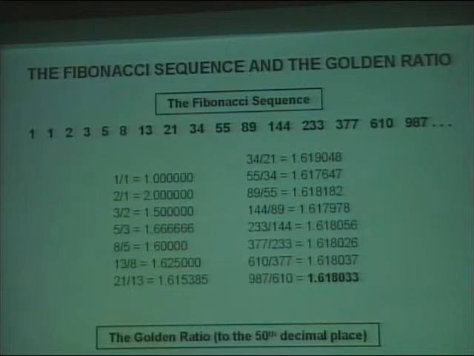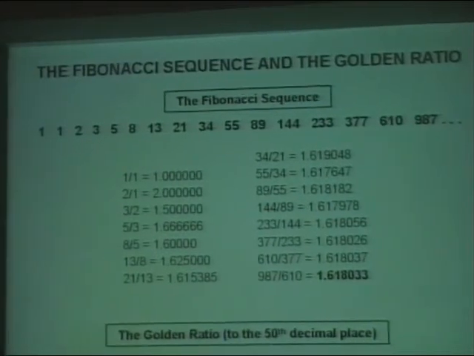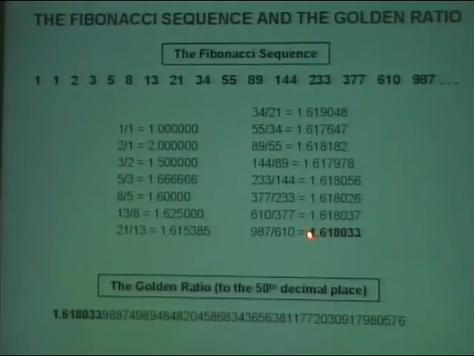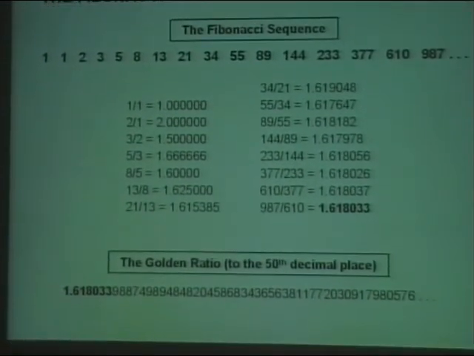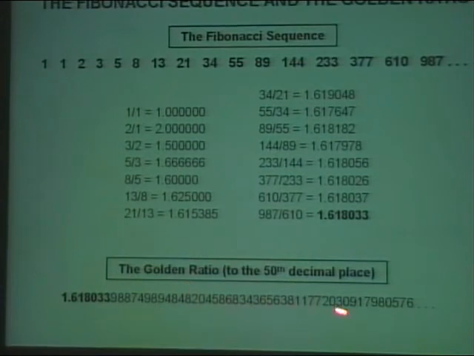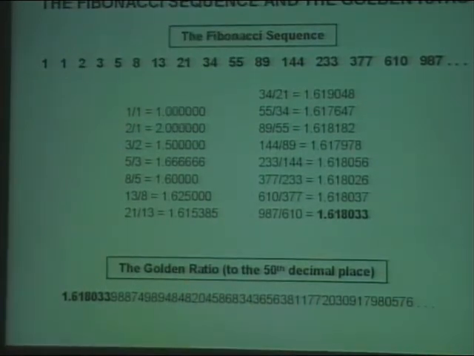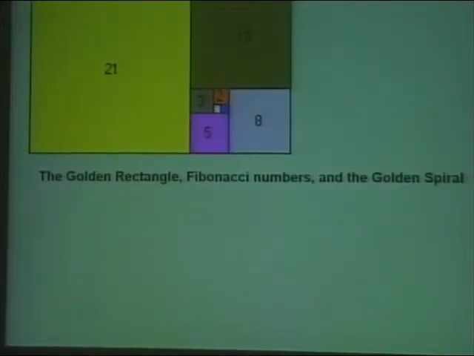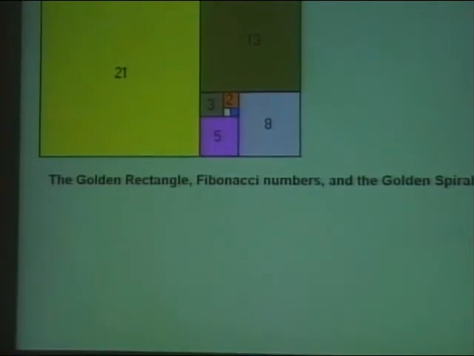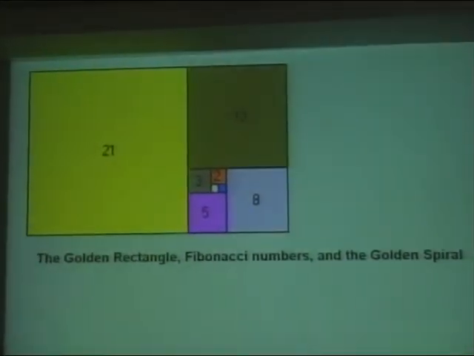The golden ratio to the 50th decimal place is that, and notice we have gotten, with this division, that far. We keep on dividing Fibonacci numbers, and we will get closer and closer to this infinite number, but we can never reach it. All right, now, what is the relationship between the golden rectangle and Fibonacci numbers?